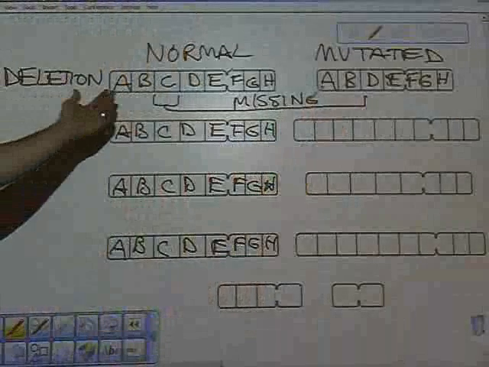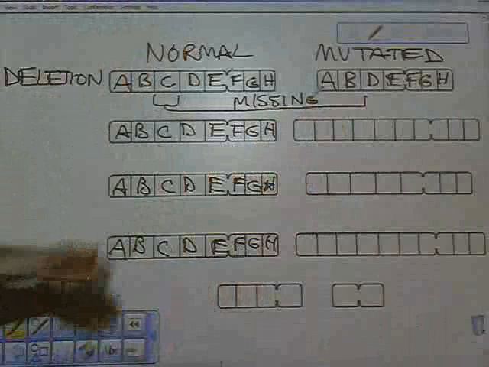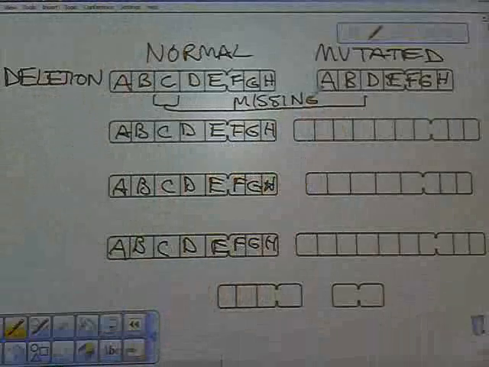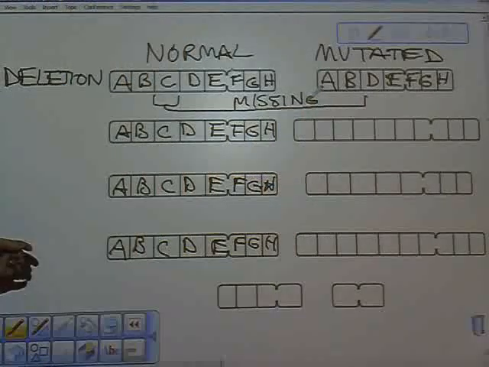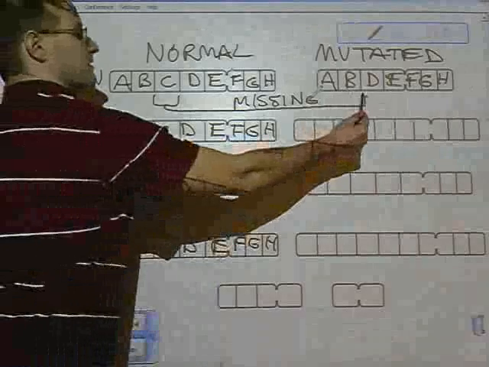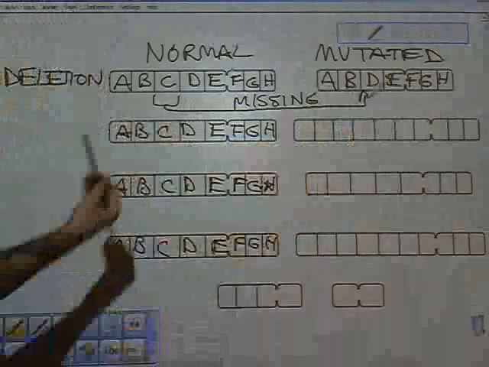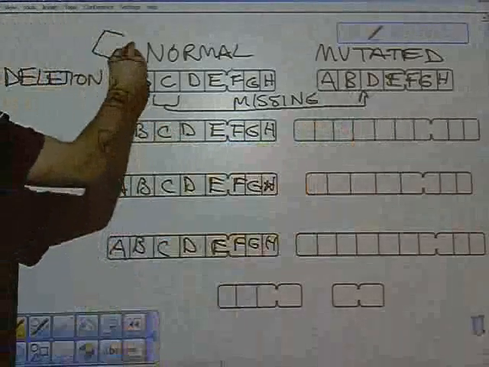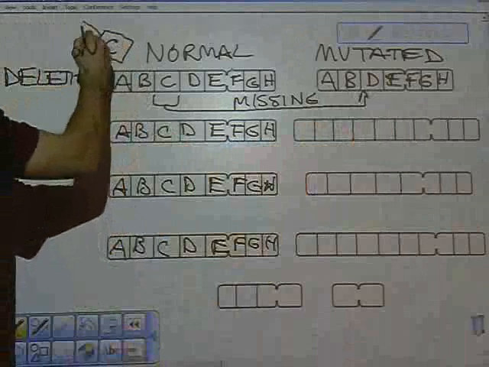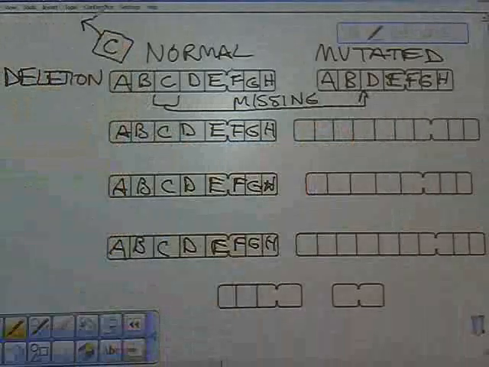And these chunks of chromosome I'm referring to could be any number of base pairs, thousands, tens of thousands of base pairs. Okay, so letter C is missing right there. So basically what happens is that chunk of chromosome C gets removed and then just kind of disappears.